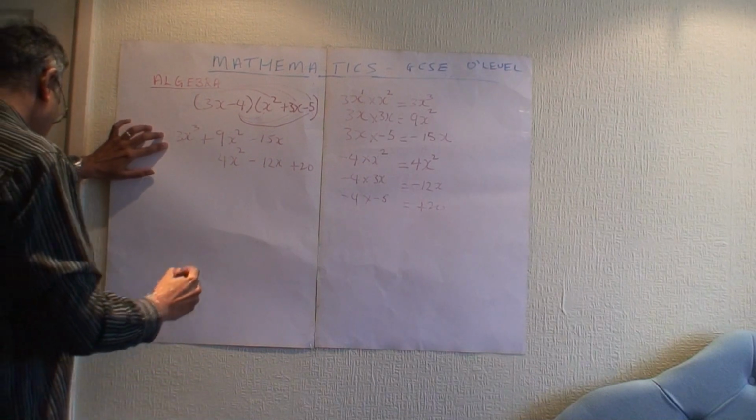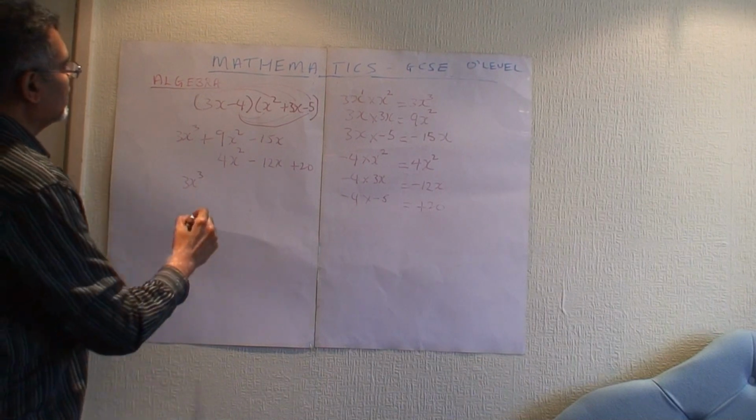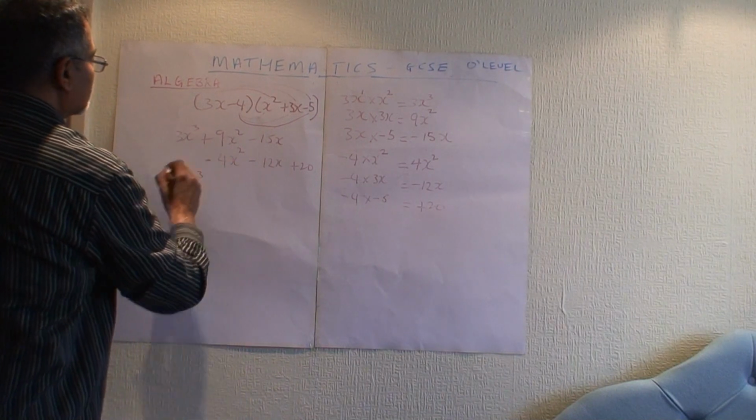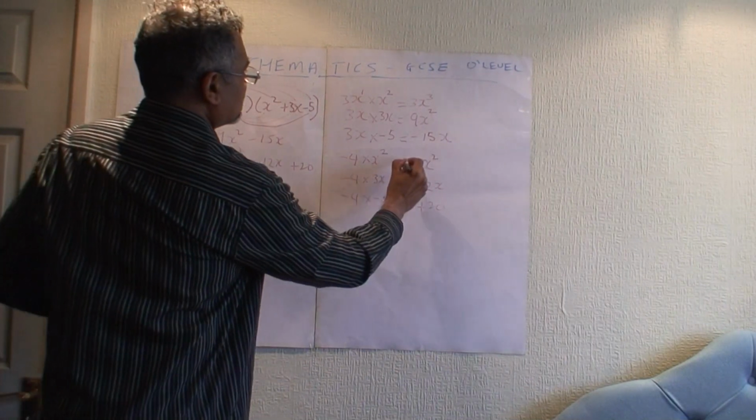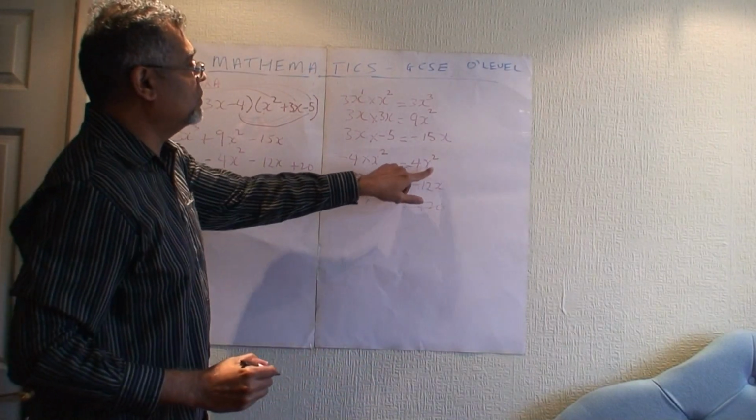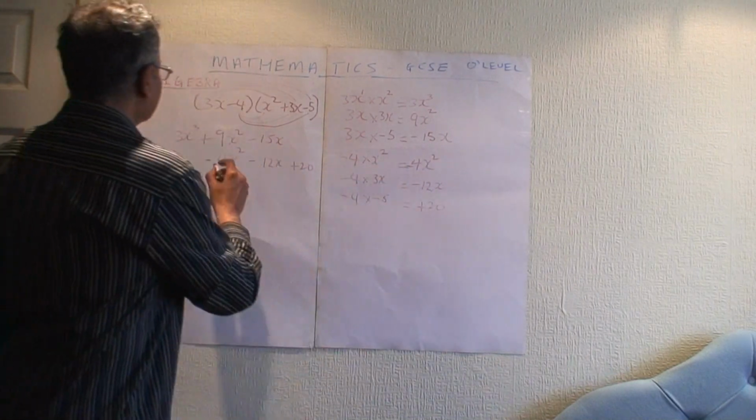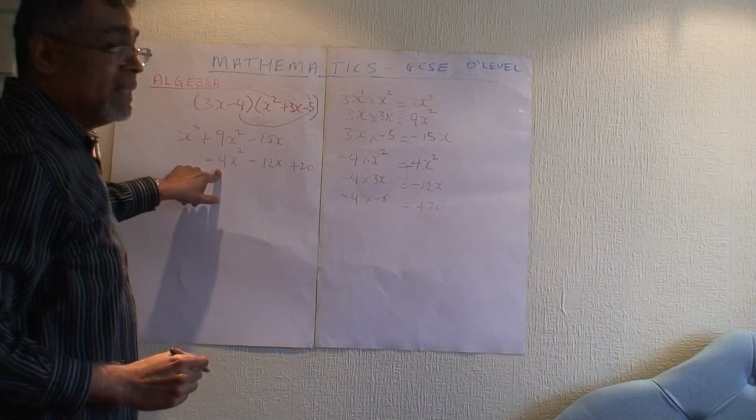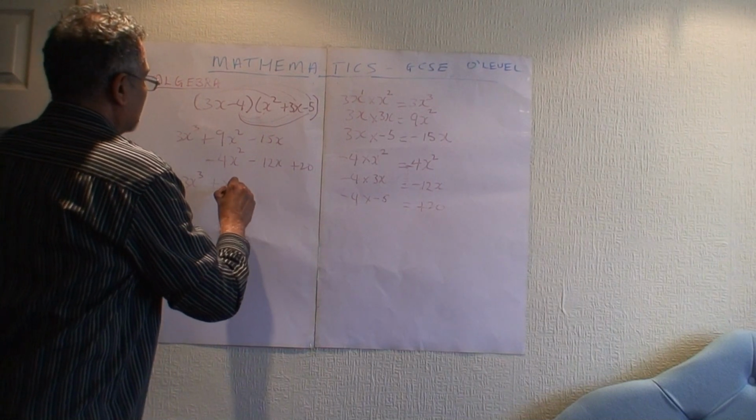We bring down the 3x. Oh, sorry, this is a negative. You guys may have seen this. It's supposed to be a negative 4x squared, so that's the negative 4 here. So 9 minus 4 is plus 5x squared.